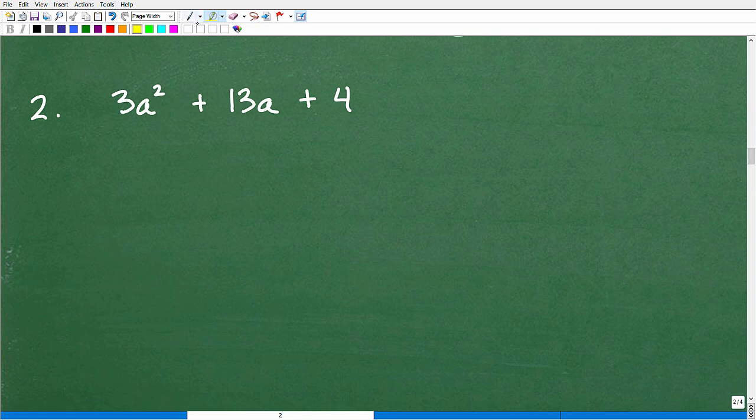Again, we're going to start with this number. It's still in standard form, highest to lowest power. 3 times 4, of course, is 12. And I'm thinking factors of 12 that add up to 13. 1 times 12 gives factors of 12, and that adds up to 13. I'm not even going to list out the other factors. Okay, perfect.